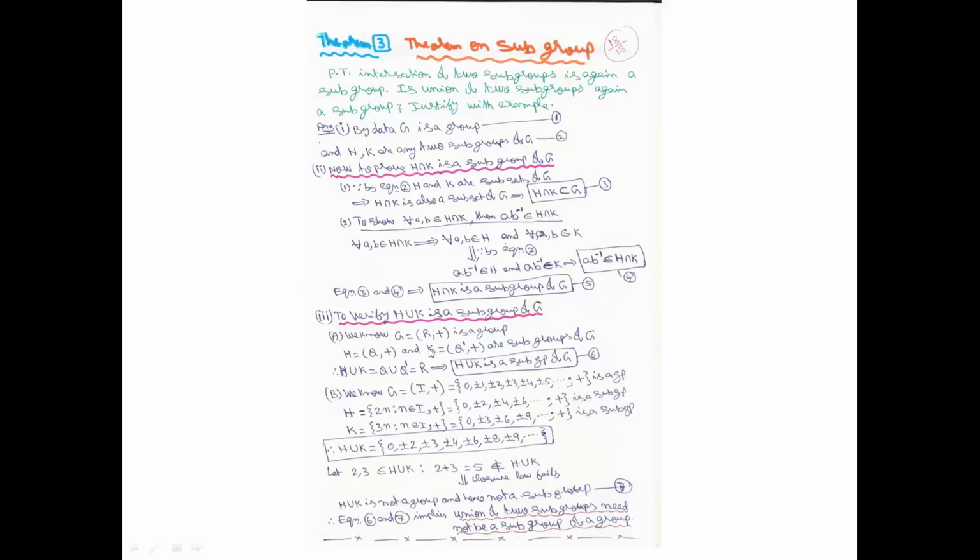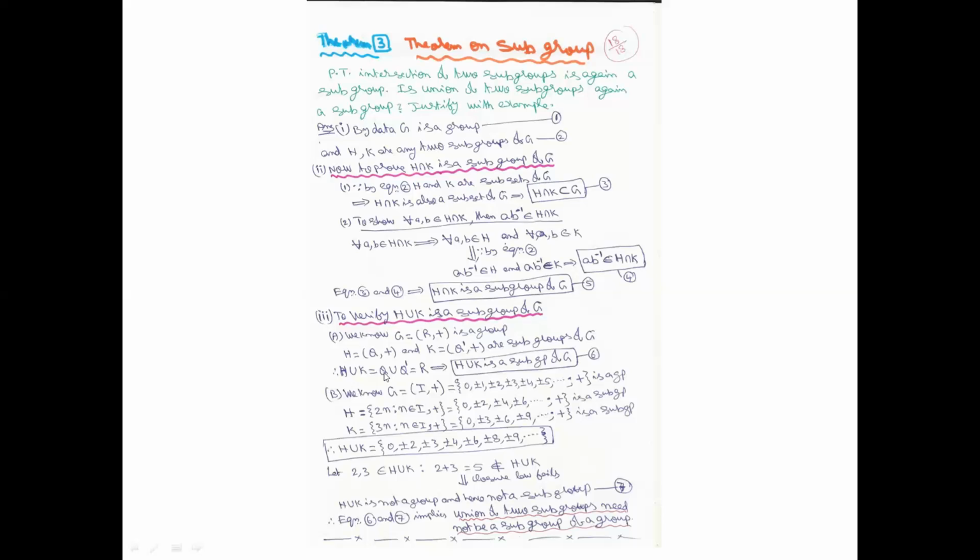Since H and K are groups which are subsets of R, H and K are subgroups of G. So these are the standard results. We have done problems under groups and subgroups. Now, H is a subgroup, K is a subgroup of G. Now take their union, H union K.